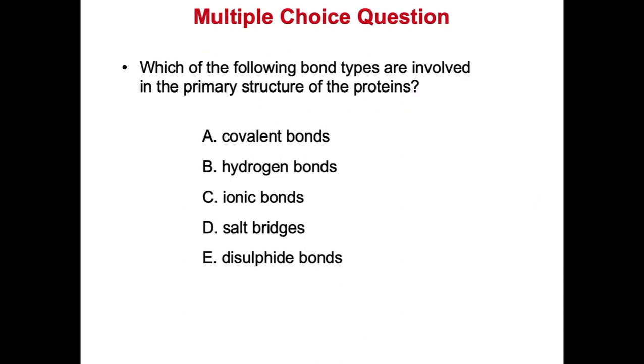So I have a multiple choice question. This could be something similar to what is asked in an examination. I'm just going to pause, so you can stop the video and have a go at this question yourself before I reveal the answer. Which of the following bond types are involved in the primary structure of proteins?